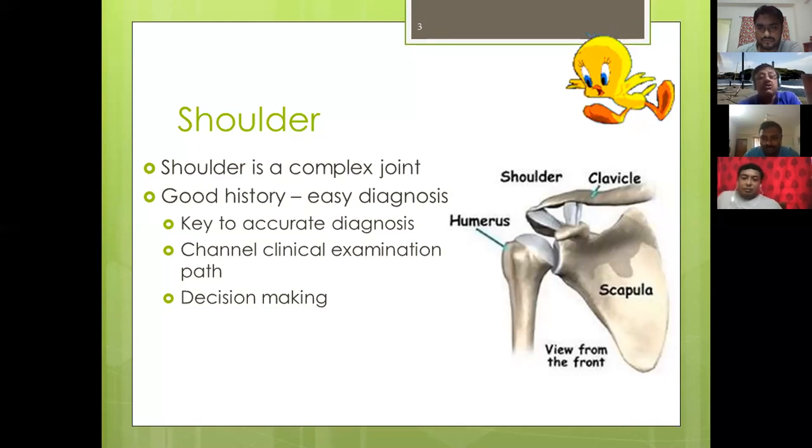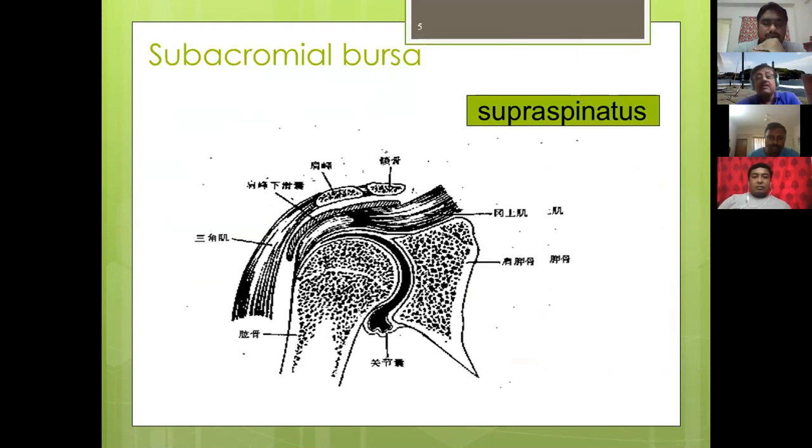If you take a good history, it will channel your clinical examination. Like, if you suspect from history that it is a cuff pathology, we will examine fully the clinical examination of the cuff. And also, if you take the history accurately, meticulously, it will help you in decision making. And this is the anatomy of the shoulder.